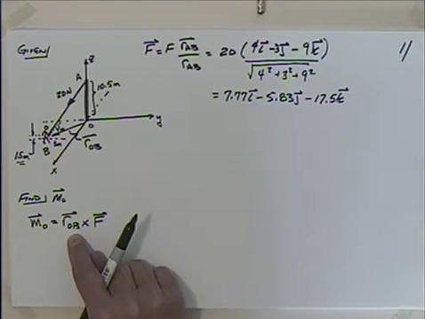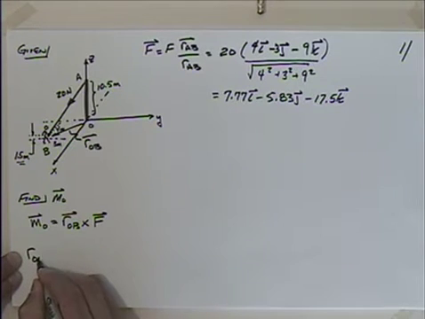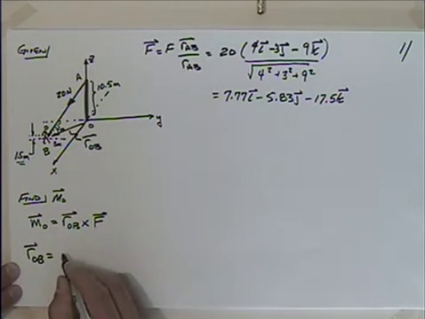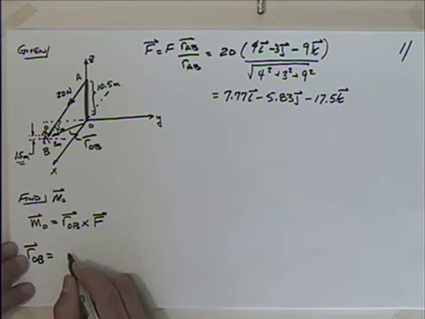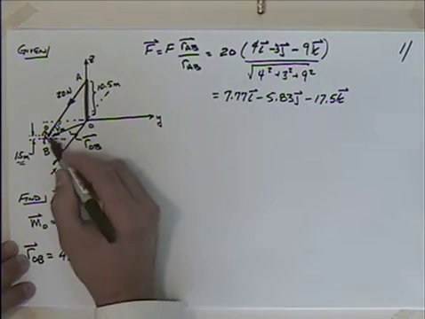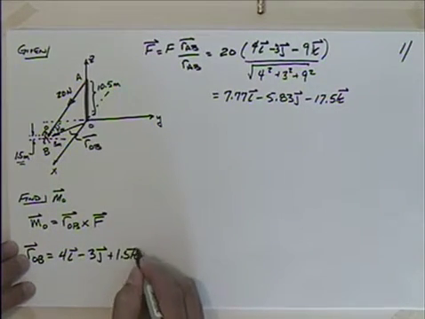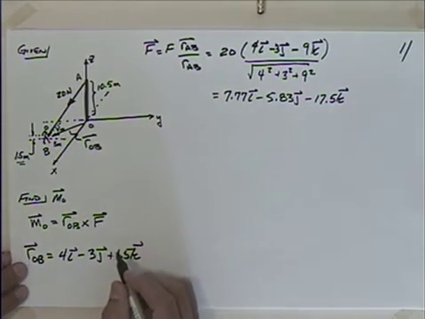So how can I find this R from O to B? If I wanted to get R from O to B, what's that going to look like? Well, how do I go from O out to B? That would look something like this, wouldn't it? I'd have to go 4 in the X, minus 3 in the J, and then remember that would put you at the feet of this person, so you're going to have to go plus 1.5 in the K. So out 4, back 3, and then up 1.5.